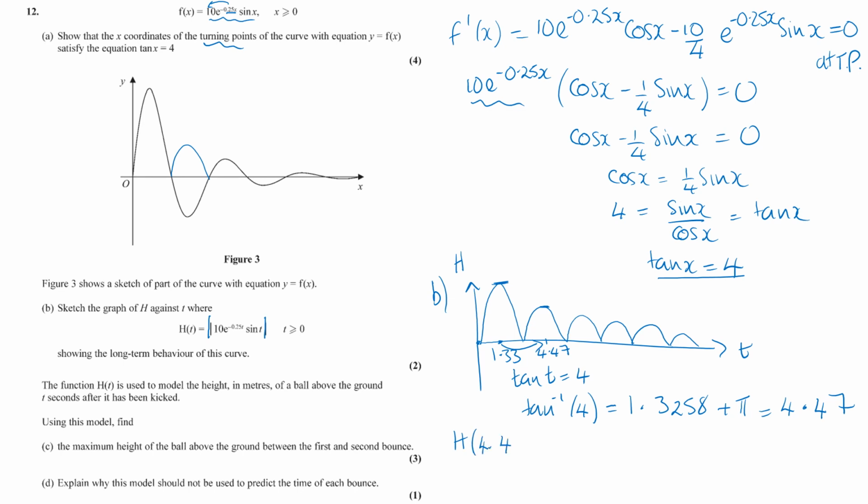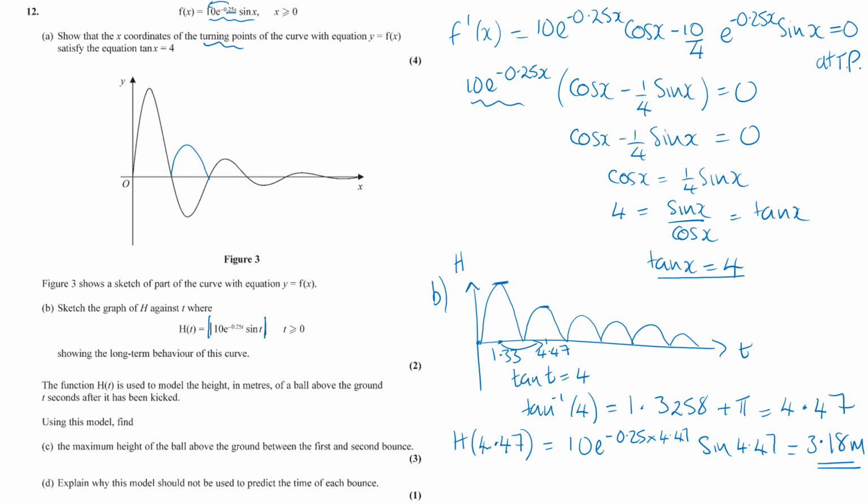So we just need to do h of 4.47 and put that in. So that's going to be 10 e to the minus 0.25 times 4.47, sine of 4.47, and when you put that in your calculator, out will come 3.18 meters. So 3 significant figures. Okay, so that's the maximum height on the second bounce.